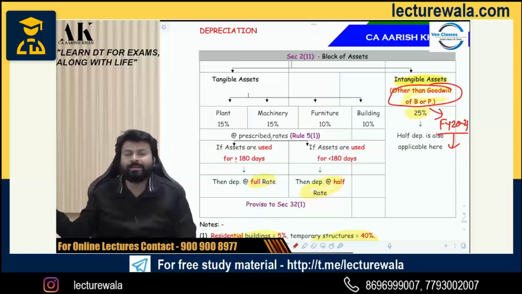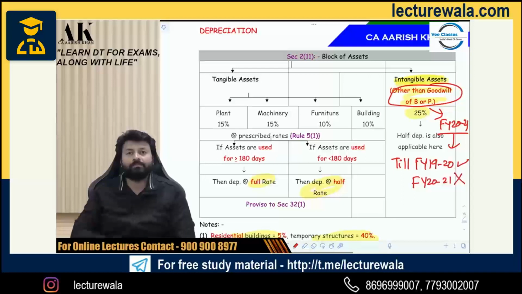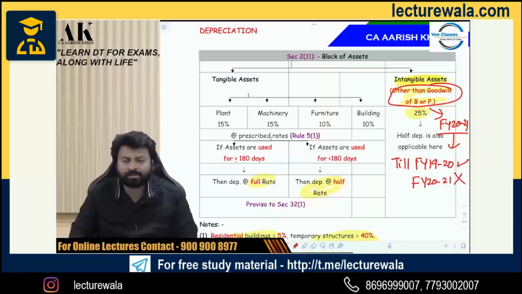So just two years back, they have stopped it. Be very careful with this date. From which year is it stopped? Till financial year 2020, it was allowed, and from financial year 2021, it is not allowed. You can write it like this. Earlier it was allowed, now it is not allowed.